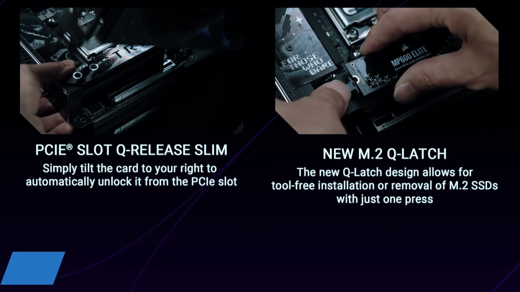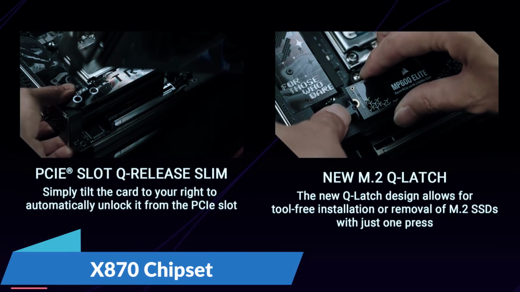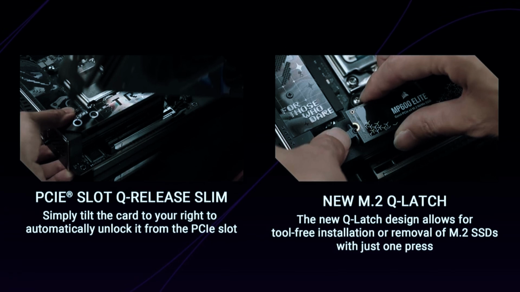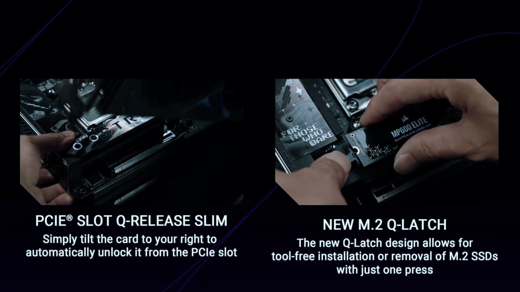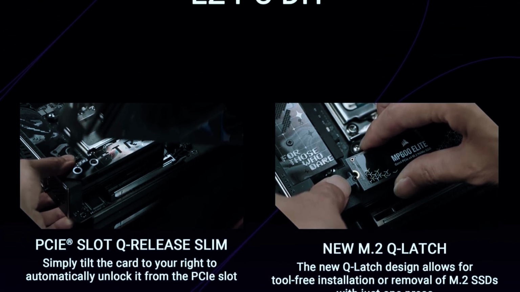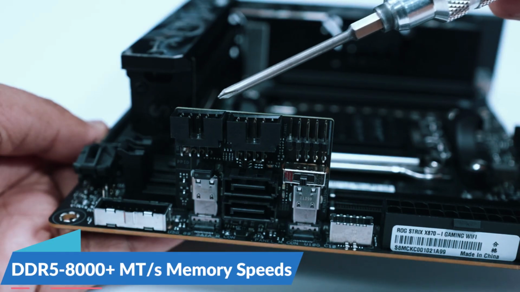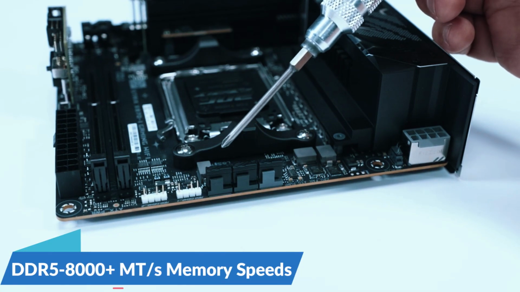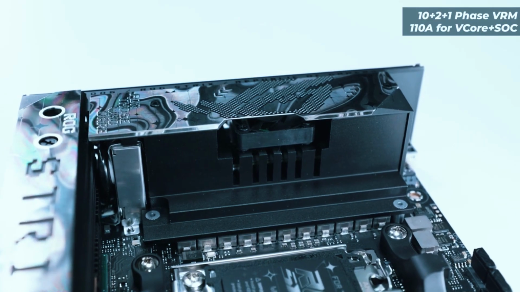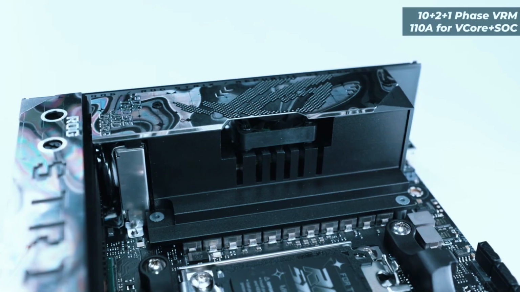At the core is the new X870 chipset, fully supporting AMD's AM5 socket and all the benefits that come with it, like PCIe 5.0 and DDR5 memory. Despite its size, the board supports up to DDR5 8000+ megatransfers per second memory speeds through 2 DIMM slots, offering serious potential for performance-focused builds.